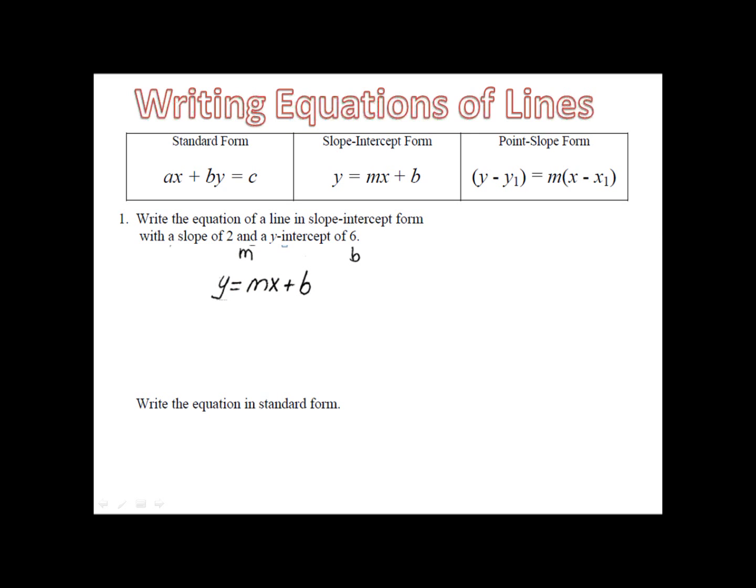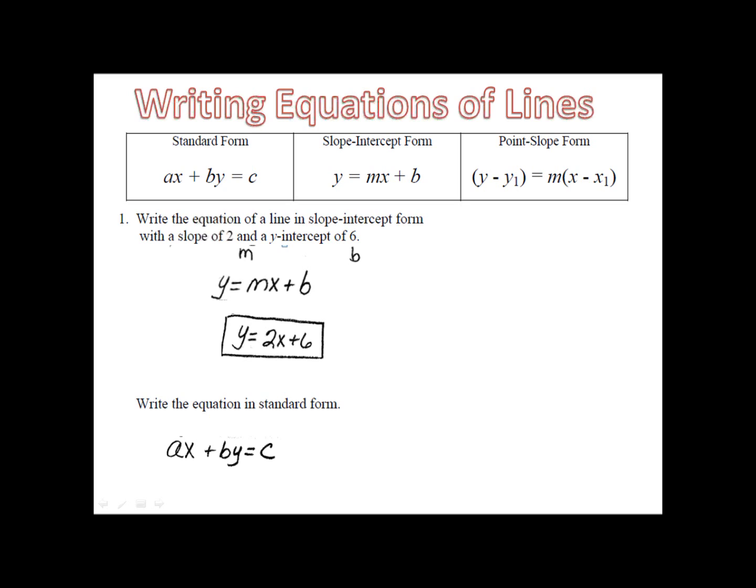In our first example, they ask us to write the equation of a line in slope-intercept form. They tell us the slope is 2 and the y-intercept is 6. Slope-intercept is y equals mx plus b. Our slope is 2, our y-intercept is 6. So I plug them into the equation and have y equals 2x plus 6. That's in slope-intercept form.